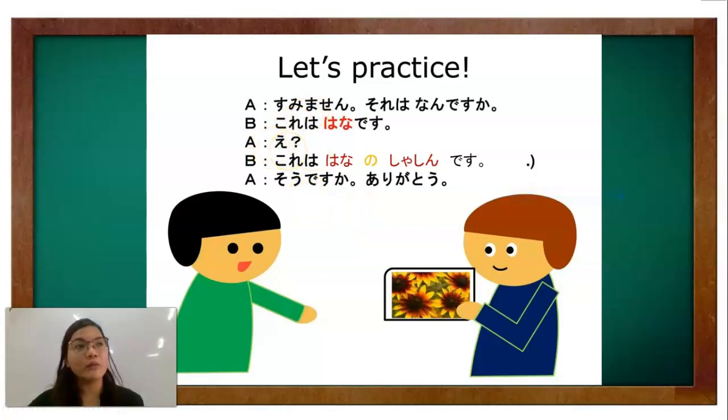Okay, now let's try a role play. First, I will be A and you will be B. Okay, let's start. Sumimasen. Sore wa nan desu ka?